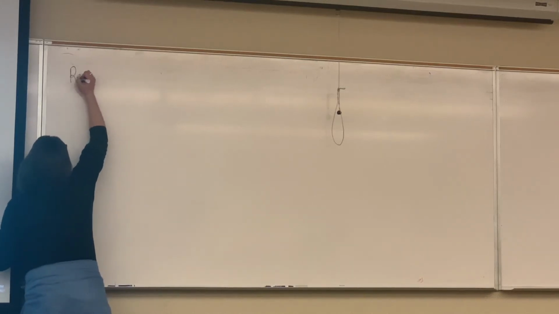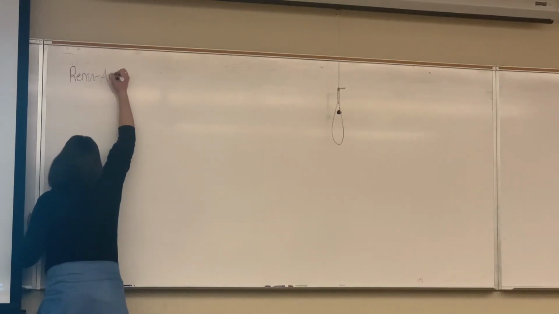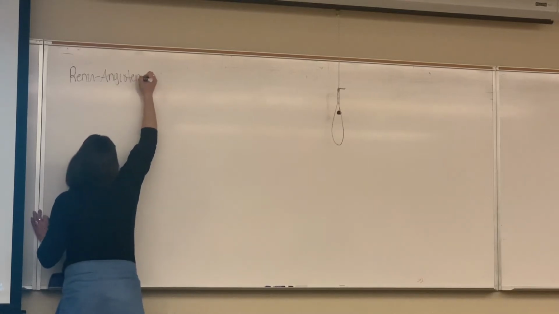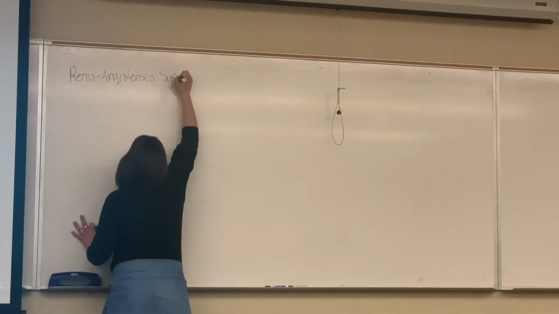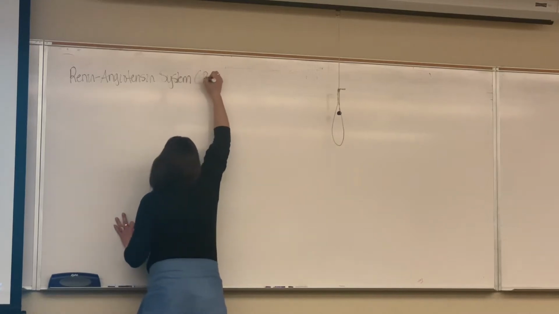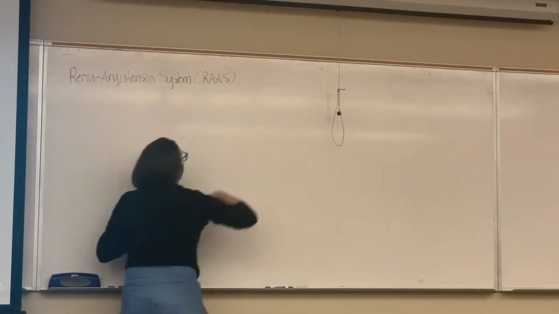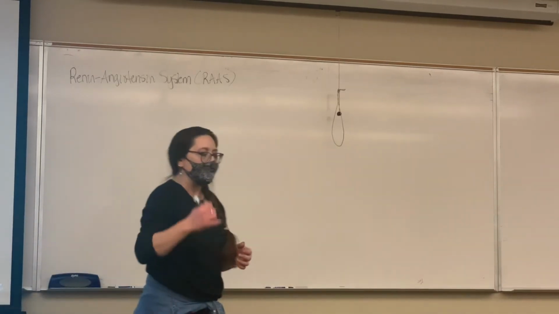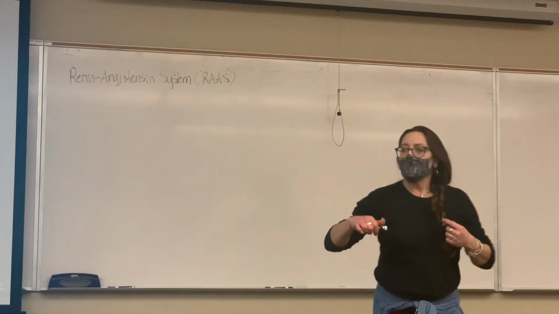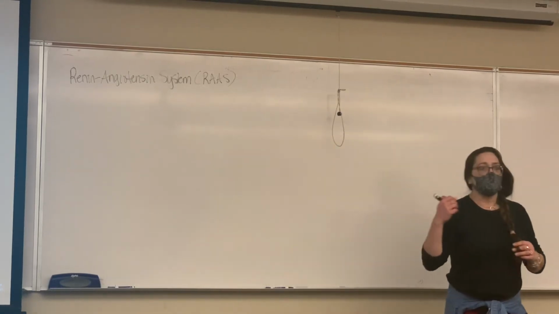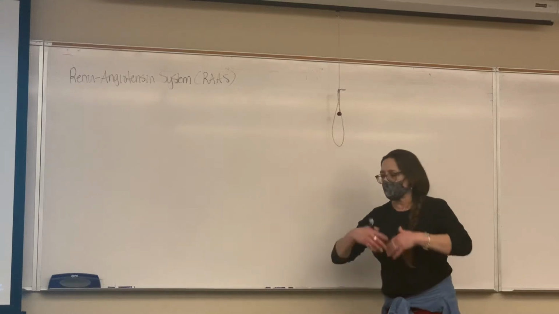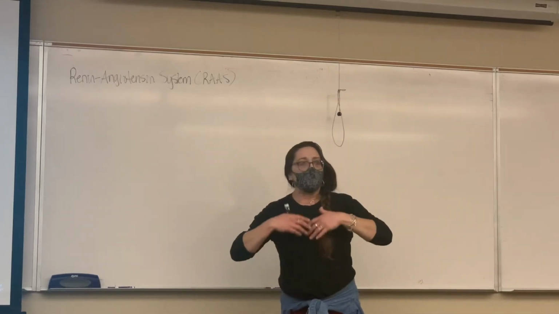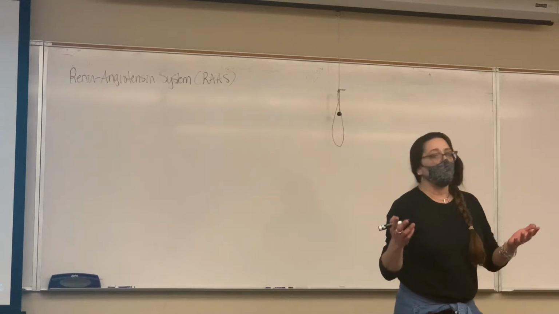The renin-angiotensin system. You'll also see it called the RAS. Now, to get this system started, we need a stimulus. Because this is just going to be extrinsic regulation using the endocrine system instead of the nervous system. But it's just a homeostatic mechanism like we talked about kind of all quarter.